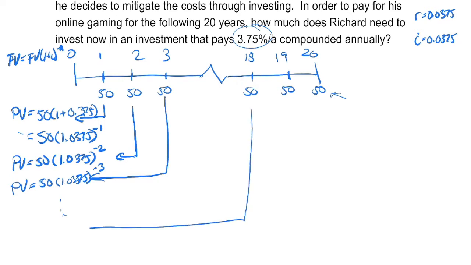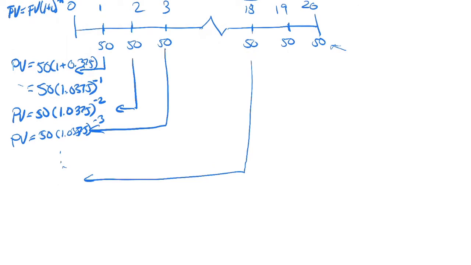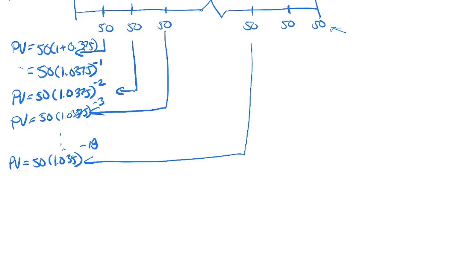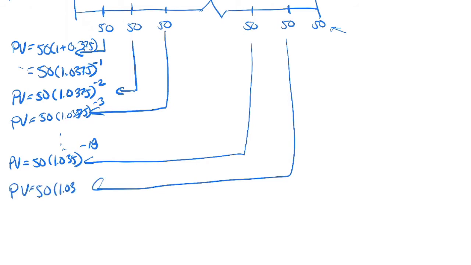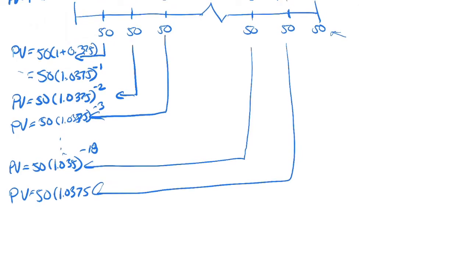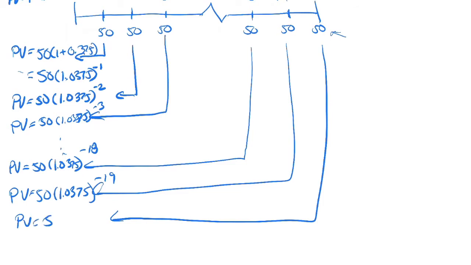So let's take 18 years from now. How much does he have to invest now to get $50? Present value is equal to 50 times 1.0375 to the power of negative 18, because we're going to get 18 interest payments on it. And the pattern continues. The present value is 50 times 1.0375 to the power of negative 19. And finally, this last one, present value is equal to 50 times 1.0375 to the power of negative 20.